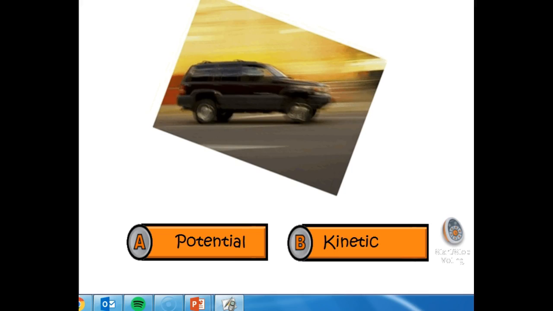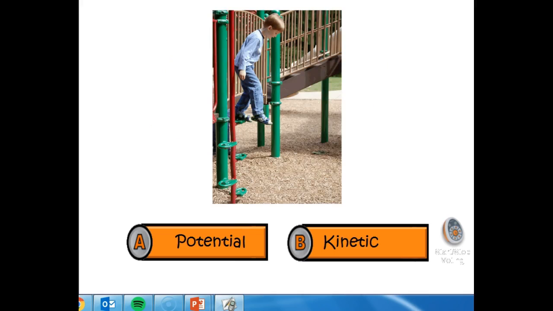Look at this car driving down the street. Potential or kinetic? Yes, it's kinetic. It's moving. Here's a kid poised at the top of the playground structure. He hasn't jumped off yet. Is this potential or kinetic? Yes, it's potential. Is it because of his position or his condition? Well, actually both. It's his position because he's up high, but also the food he ate, he has energy stored in him from that, so he could just turn around and go another way if he wanted to.